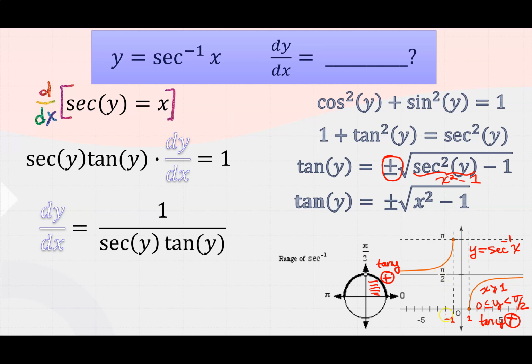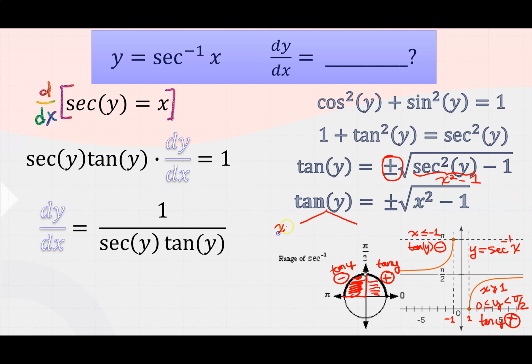Now, when x is less than or equal to negative 1, we are looking at this half right here because the y value goes from pi over 2 to pi, right? So we're looking at this quadrant right here. And cosine is negative, whereas sine is positive. So we know tangent of y in this part is negative. Okay, so tangent of y right here is negative. So this depends. We have to split it up.